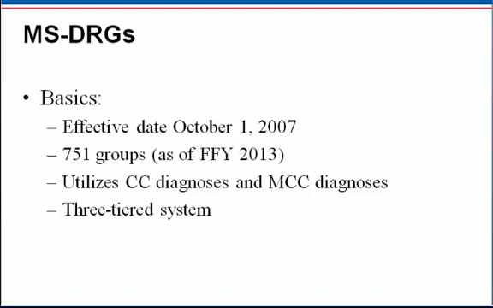MS-DRGs, some of the basic information, were effective October 1st, 2007. There were 751 groups as of 2013. As I talked about, MS-DRGs look at both complications and comorbidities, but also MCCs, which are major complications or comorbidities, which would make that patient much sicker.